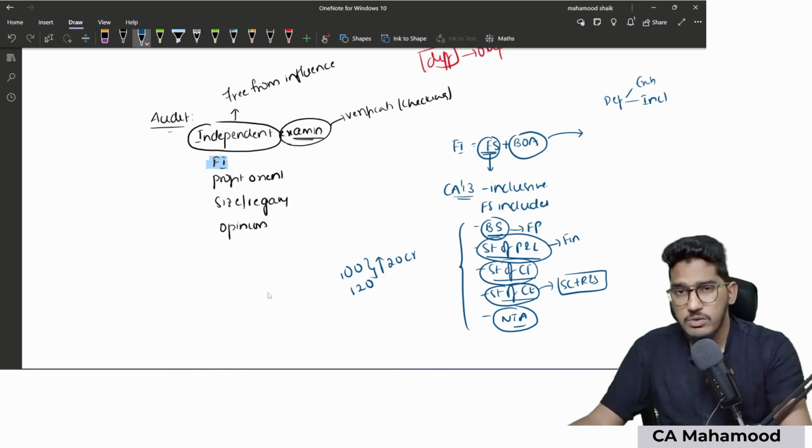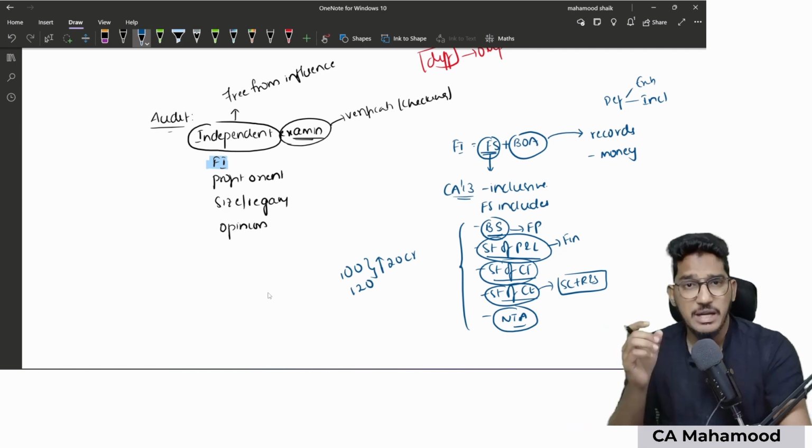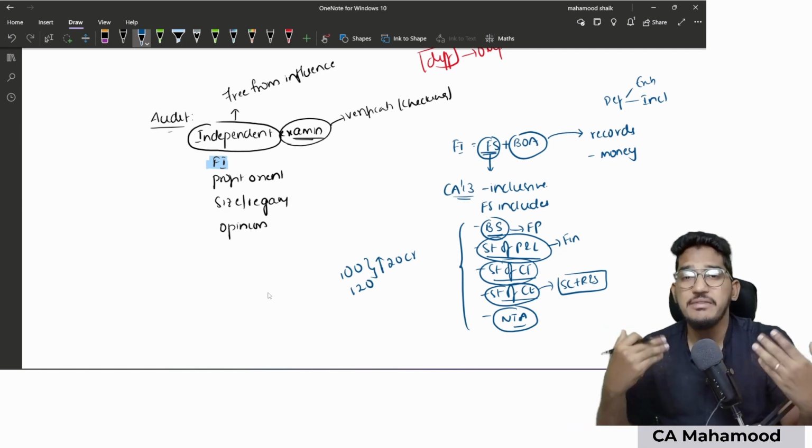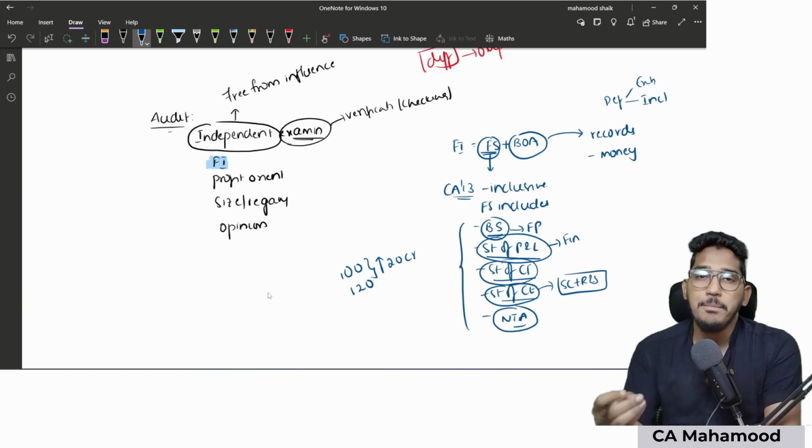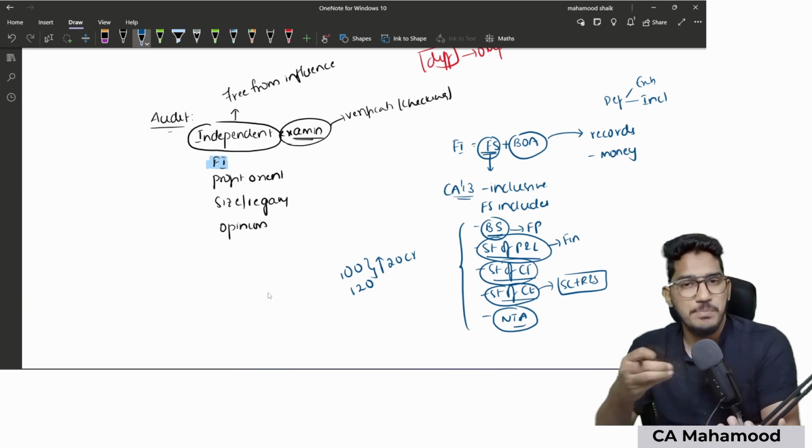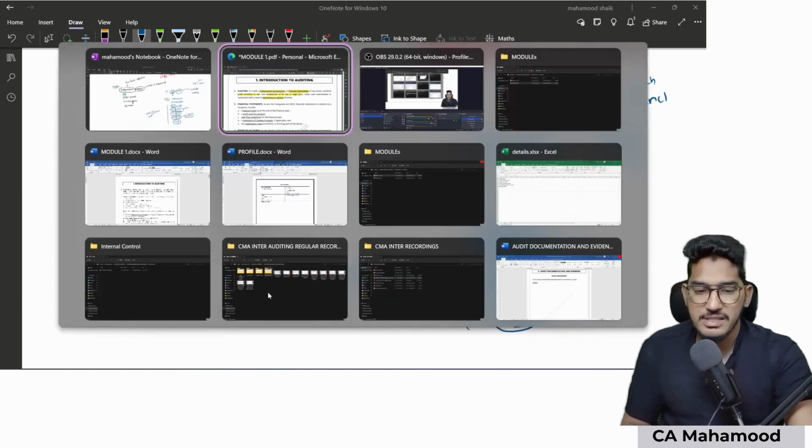They define books of accounts as something like this. It includes records maintained in respect of money spent and received by the company, and the matters regarding which that receipts and expenditure takes place. Nothing but simply cash book.